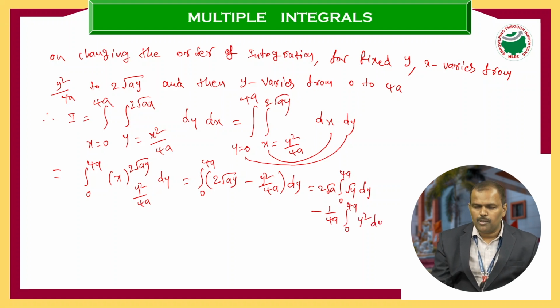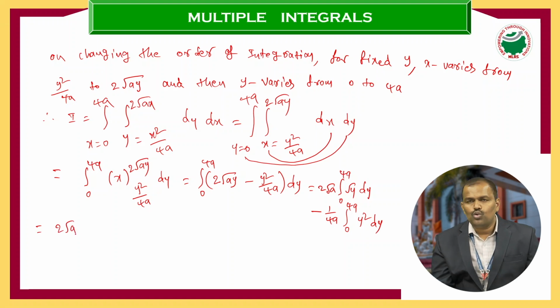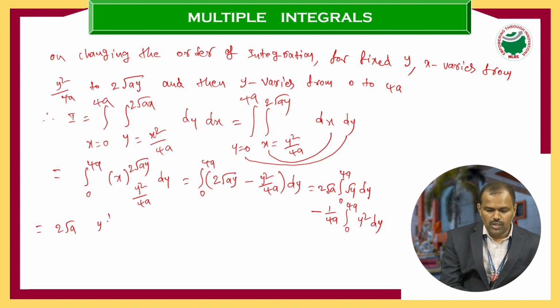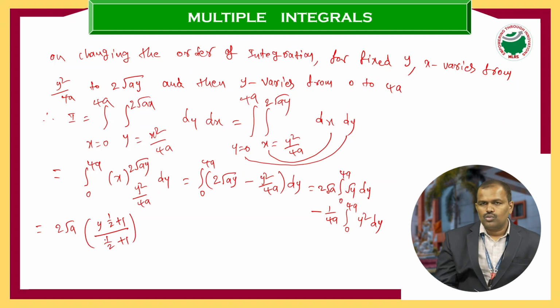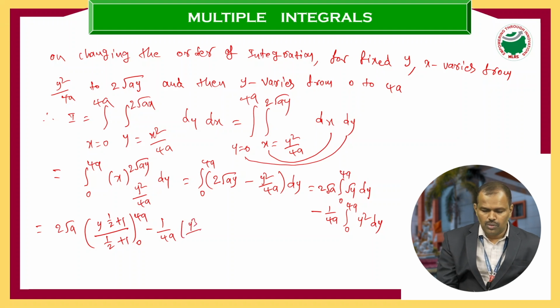y square dy. So the first term is 2 root a into y power 1 by 2, because root means power 1 by 2. The formula is that the integral of y power n is y power n plus 1 by n plus 1. That means y power 1 by 2 plus 1, by 1 by 2 plus 1, limits 0 to 4a, minus 1 by 4a into the integral of y square dy, which is y cube by 3, limits 0 to 4a.